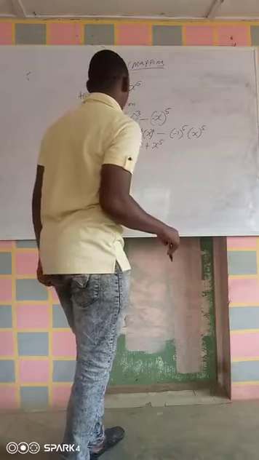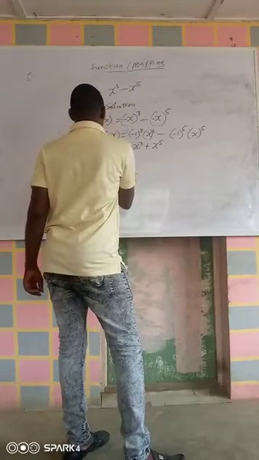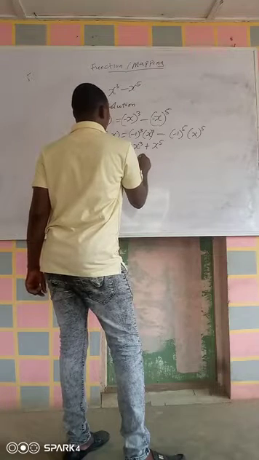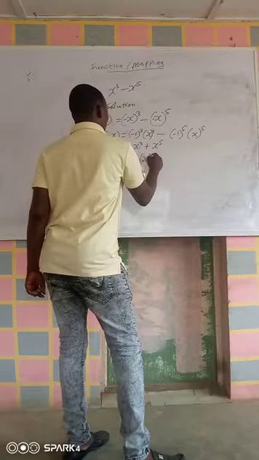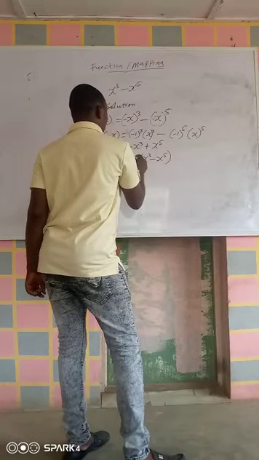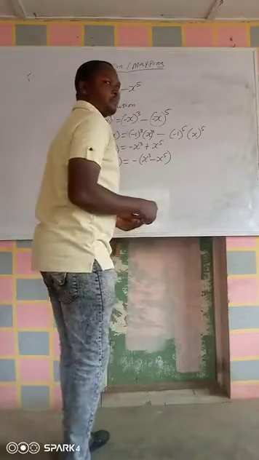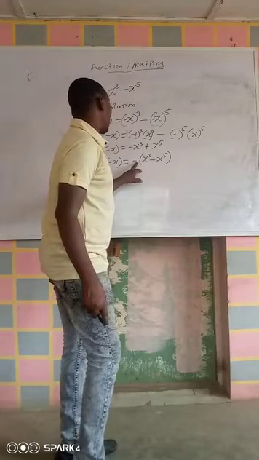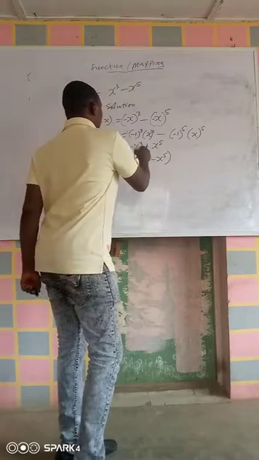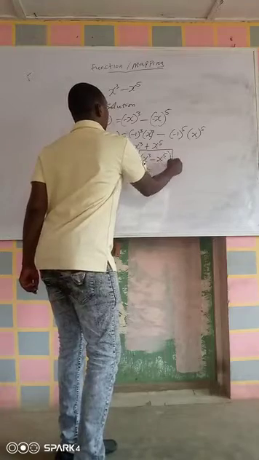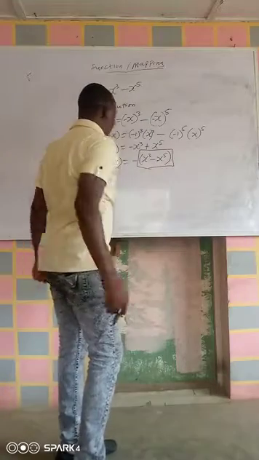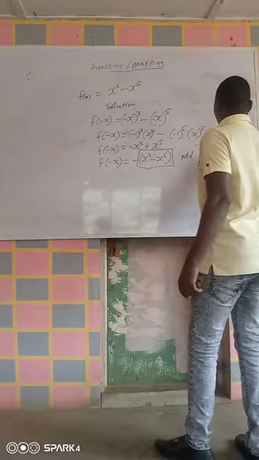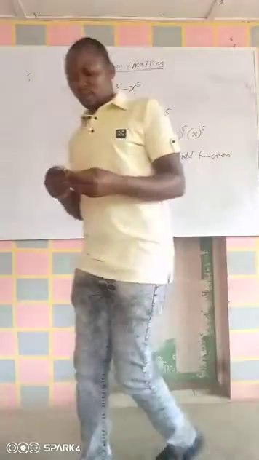Okay, so let's see. f of minus x equals minus x cubed plus x raised to 5. By the time we factorize out the minus, we notice that this is now the original question. We say this is an odd function.